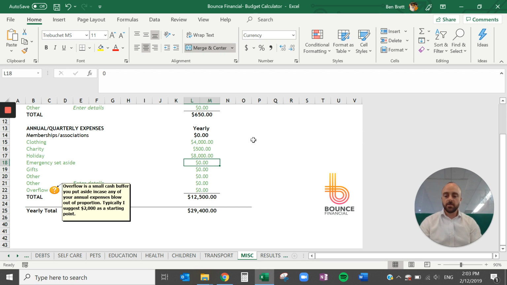Emergency set aside. So we usually like to put some money aside just in case something goes wrong. Your dryer breaks, your fridge breaks, one of your appliances break. Cool. Gifts.